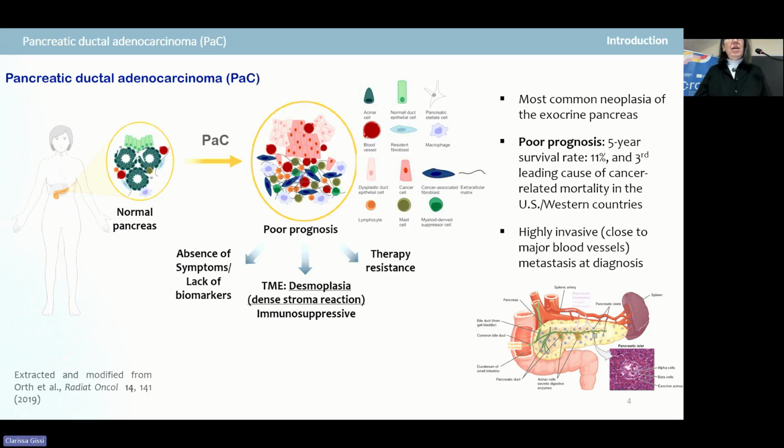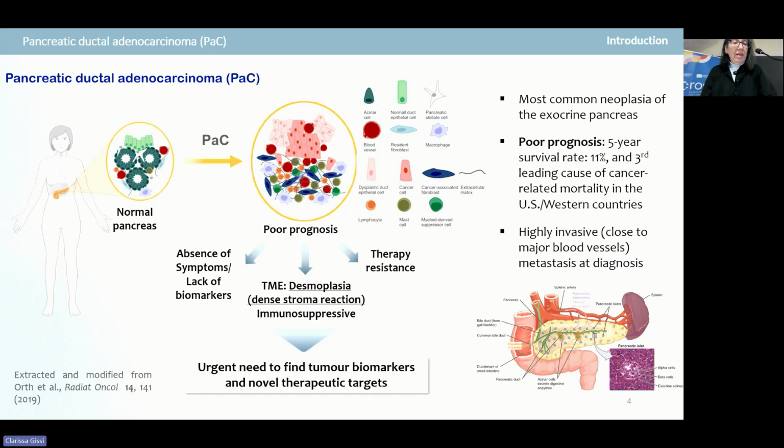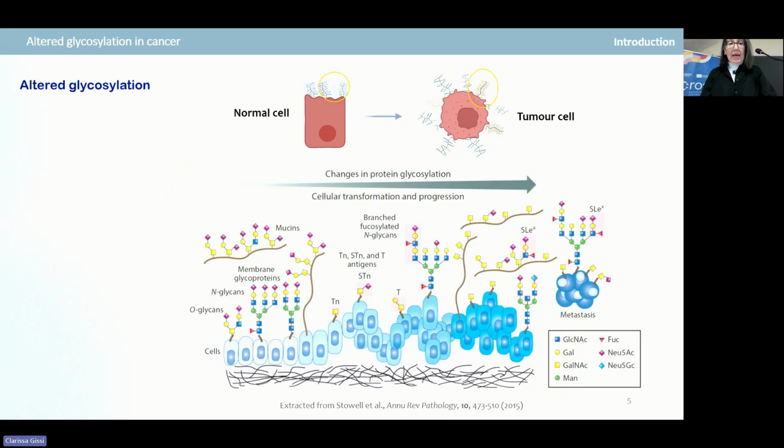All of this makes this cancer very resistant to therapy, and in this regard, there are many studies trying to find new tumor markers that could alert of the beginning of the cancer, and also to find novel therapeutic targets. As I said in the introduction, our group is focused on the study of glycosylation of cells in general, and in particular of tumor cells.